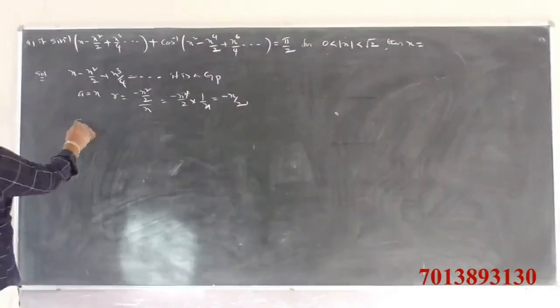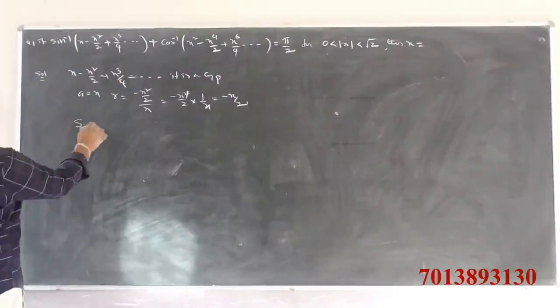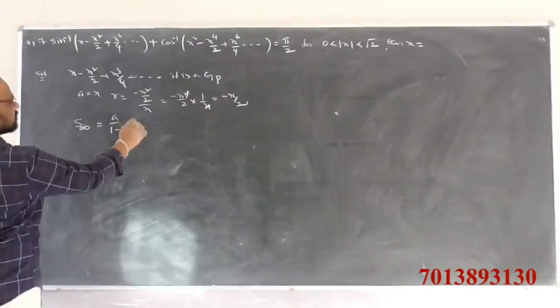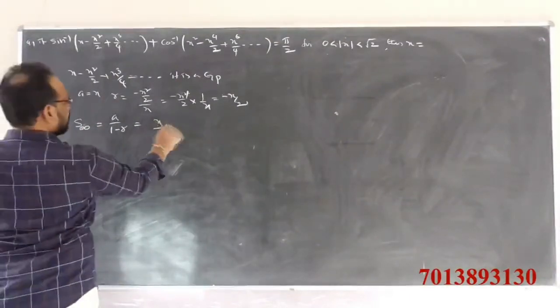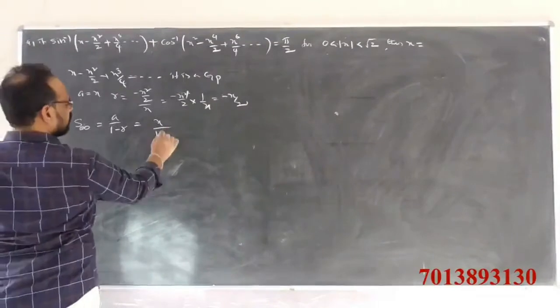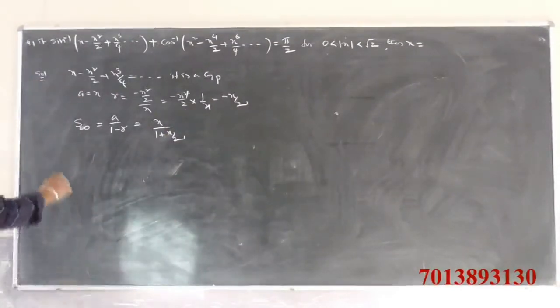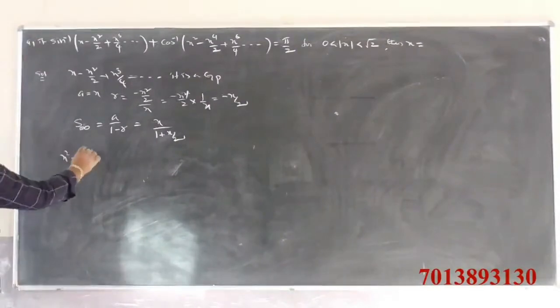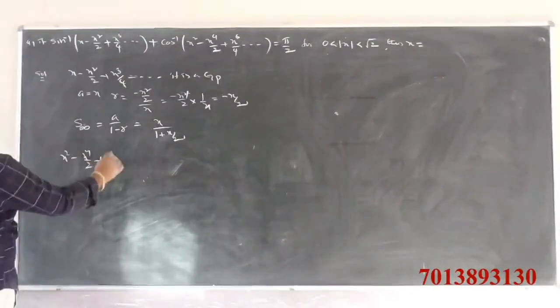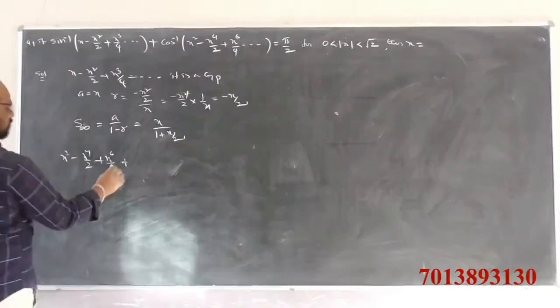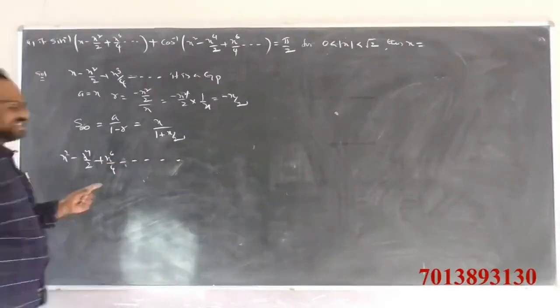So S infinity is equal to, already we know that formula, S infinity is equal to A by 1 minus R. Clearly A value is x, by 1 minus R, which is 1 plus x by 2. Also the other series x square minus x power 4 by 2 plus x power 6 by 4 minus and so on is also in GP.